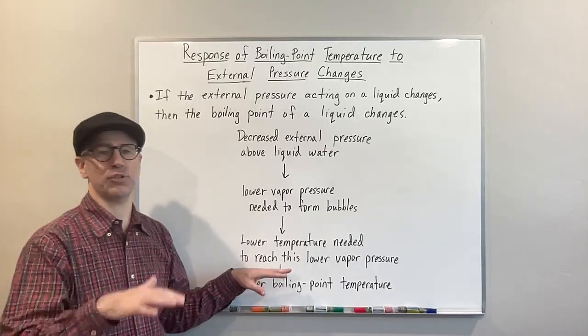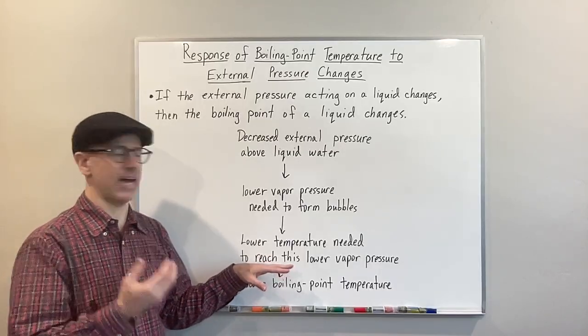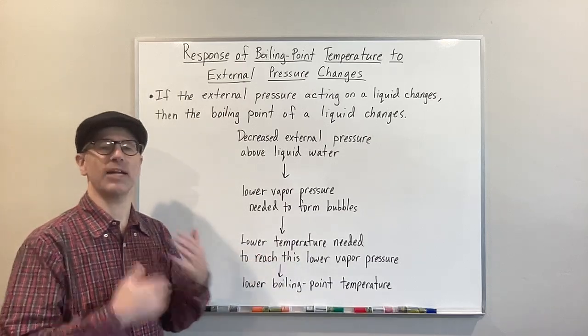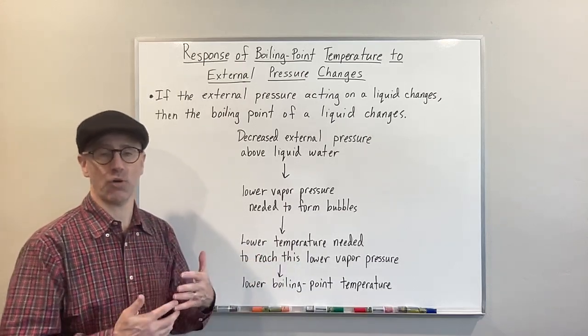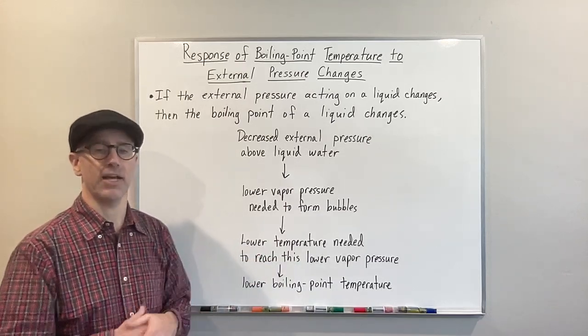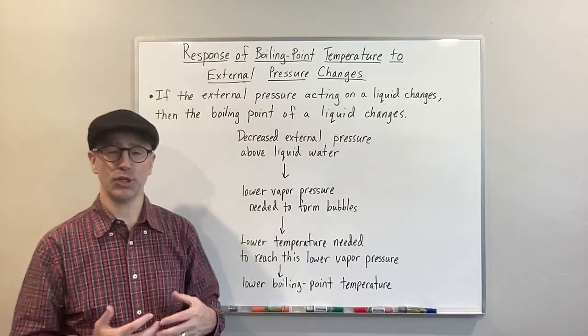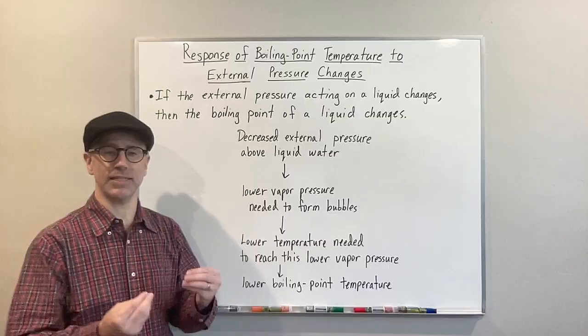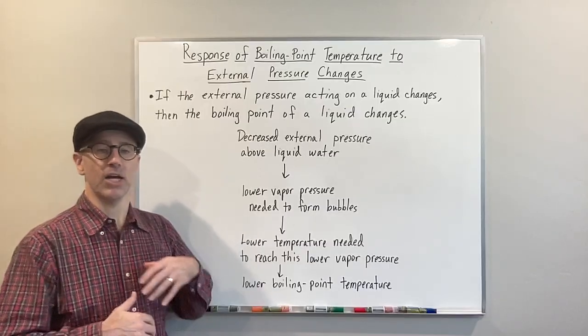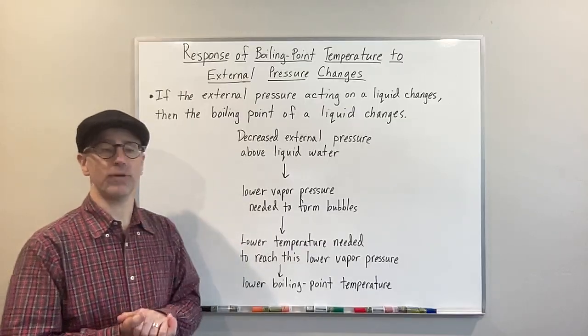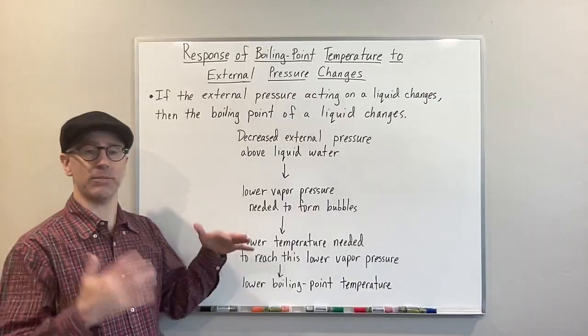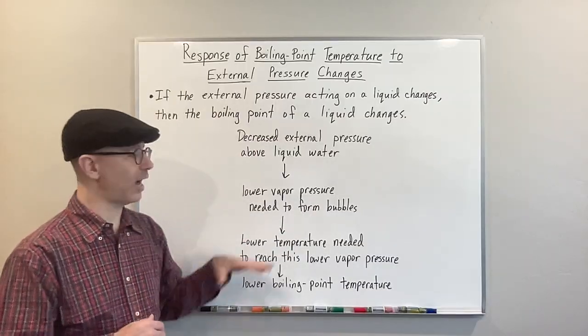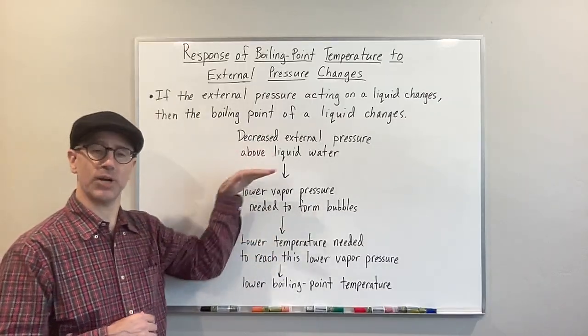Because the boiling temperature is lower, you're going to need to cook the food longer in order to fully cook it. Same thing for a pressure cooker. If you put food in a pressure cooker, you can increase the pressure inside the cooker to higher than normal, so higher than 1 atmosphere, which gives higher temperatures at higher pressures.